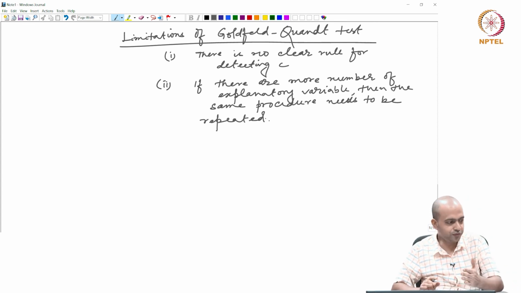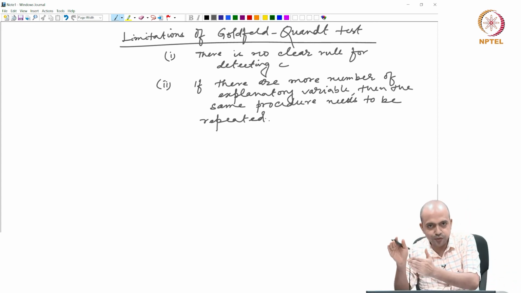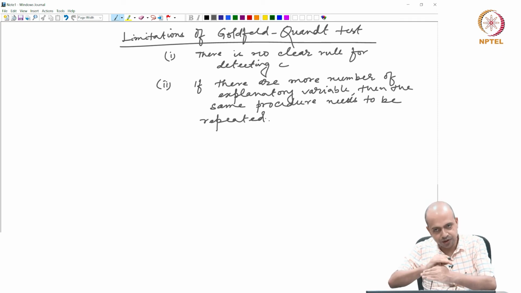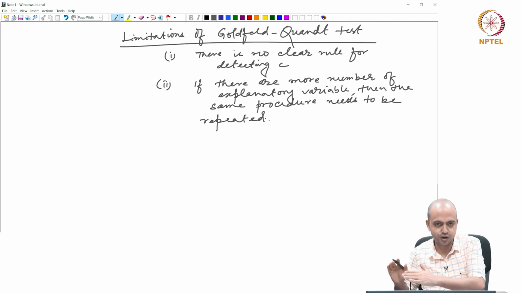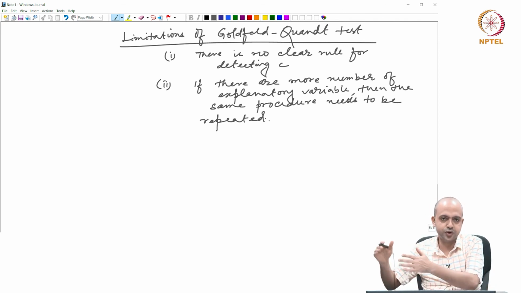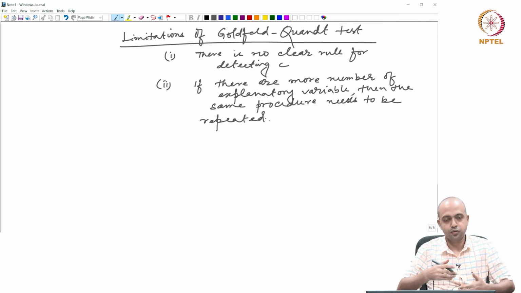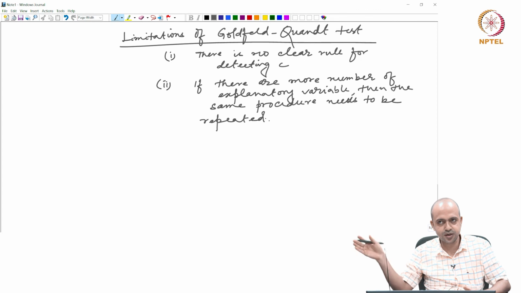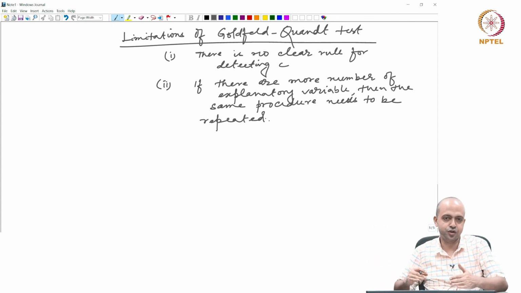Here I have only one explanatory variable x, that is why it is very simple. I arrange x, delete the central C observations and run two different regressions. But suppose I now have x1, x2, x3, x4 and x6. So, I have to arrange all these x variables, delete central observations and run separate regressions. So, the process would be very time consuming.